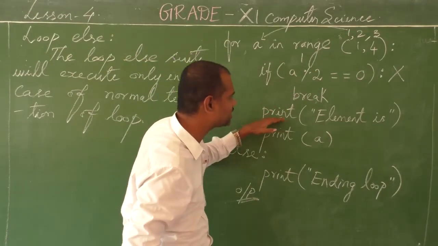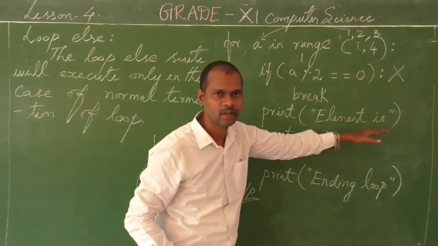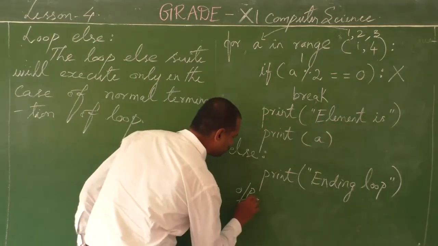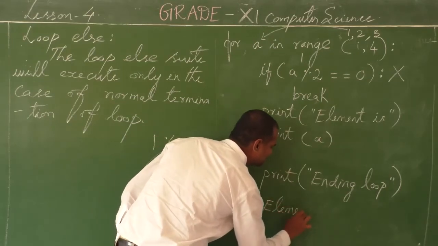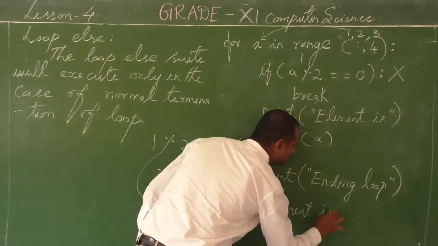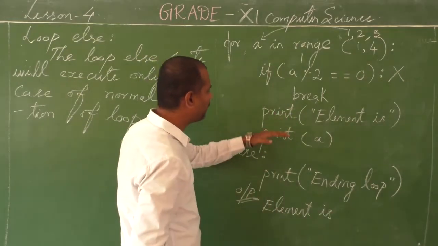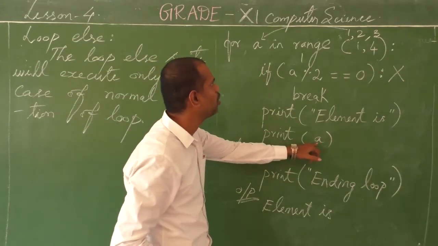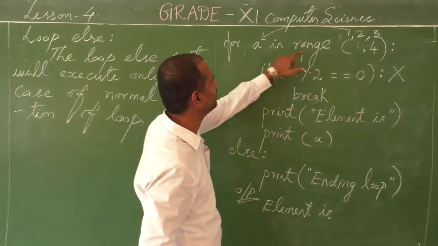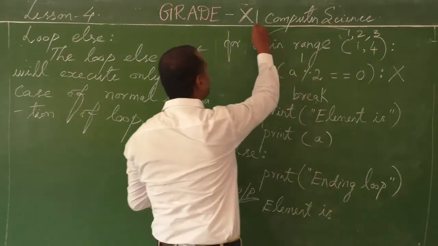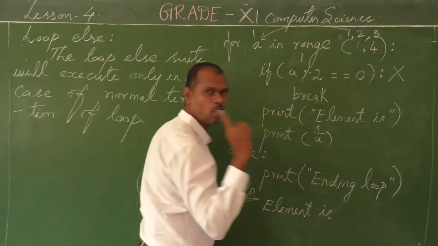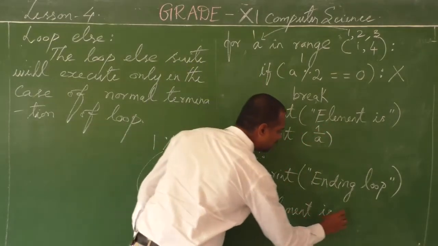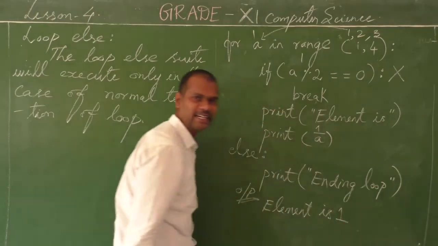It will print "element is". Then print the value of A. What is the value of A? It is nothing but this one. So it will print the value of A, which is 1. So "element is 1" will be printed.